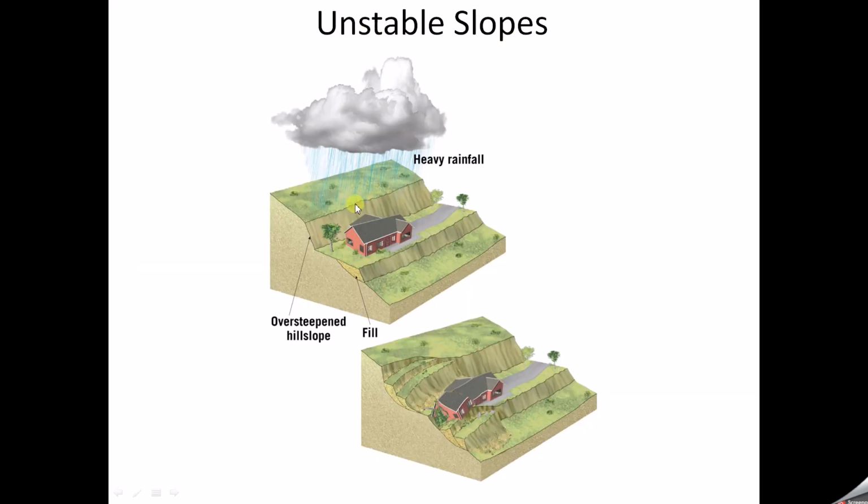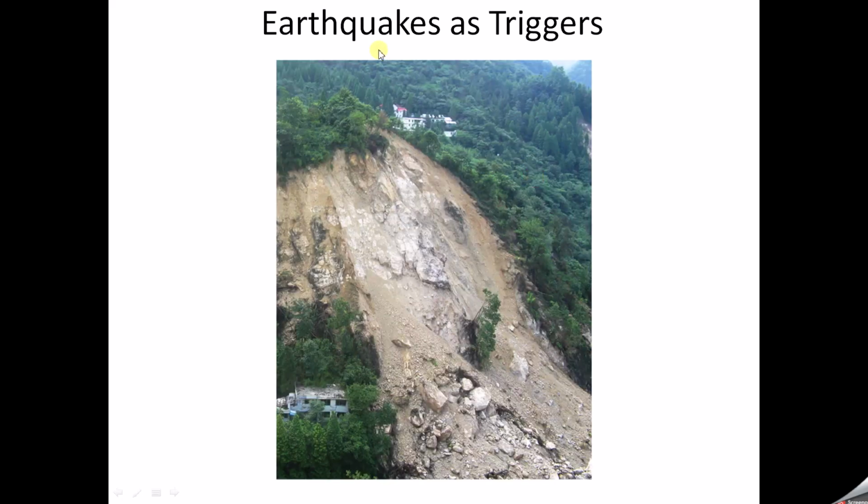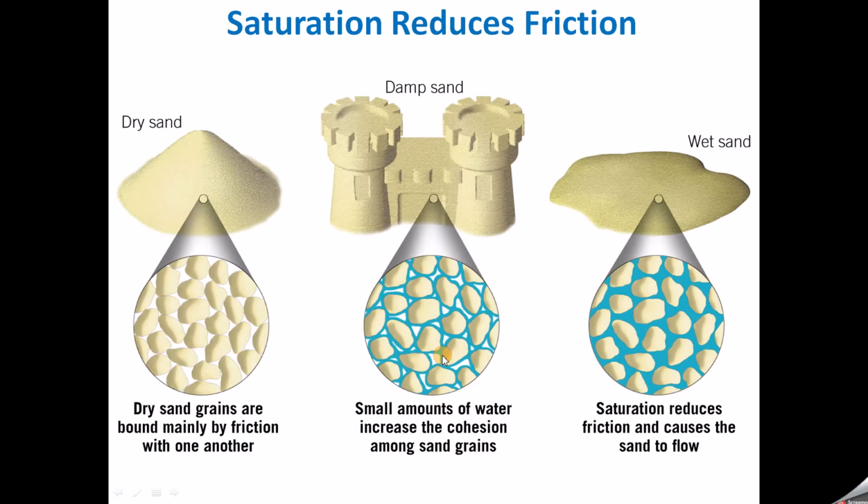Here on the stable slopes, this is an oversteepened slope, and this is loose sediment, and the house is built over these loose sediments. When rain comes, these surfaces will be saturated and start sliding down under the weight of gravity. Earthquakes can also cause mass wasting.